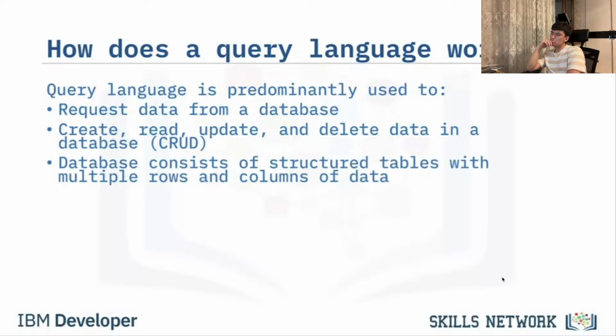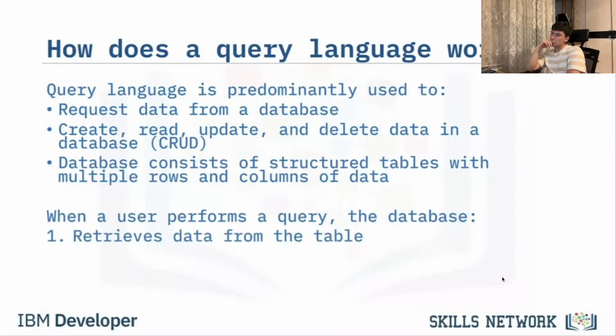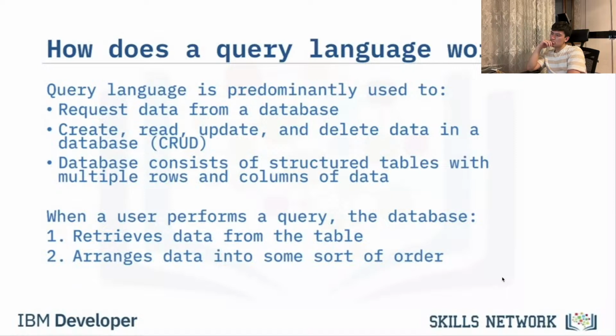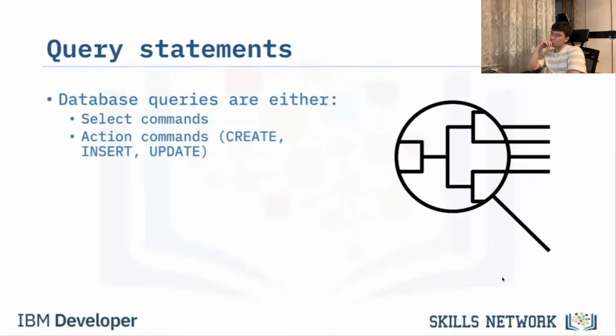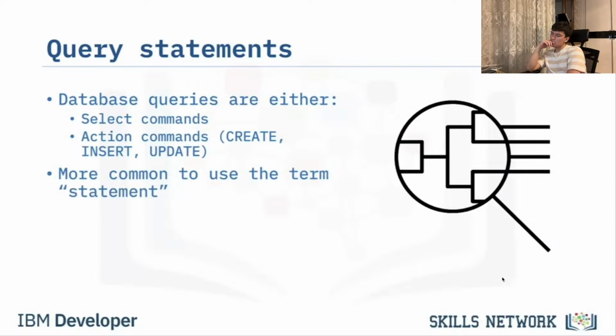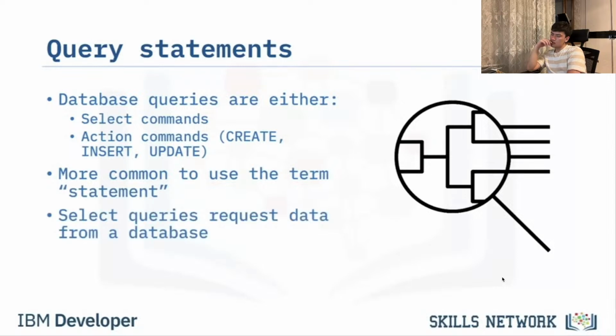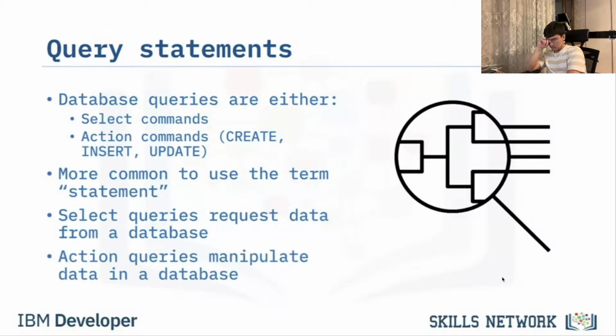And a database typically consists of structured tables made up of multiple rows and columns of data. When a user performs a query, the database retrieves the data from the relevant rows and columns in the table and arranges it into some sort of order ready to be returned and presented in the query results. Database queries are either a select command or an action command such as create, insert, update, or a mixture of both. The term statement is more commonly used to describe these commands. Select queries request data from a database, whereas action queries manipulate data in a database.